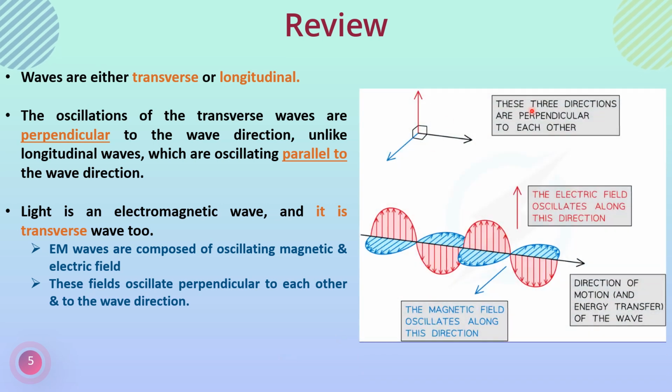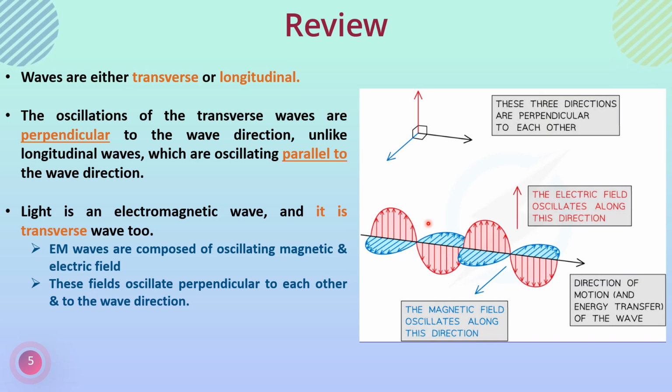So that is what I mean here. See, the black arrow represents the direction of the wave. The red arrow represents the electric field, and the blue arrow represents the magnetic field. All of them, as you can see from this figure, are perpendicular to each other. Here it's more obvious and more clear, I think, right? So the idea here: electromagnetic waves are composed of oscillating magnetic and electric fields, and all of them are perpendicular to each other.